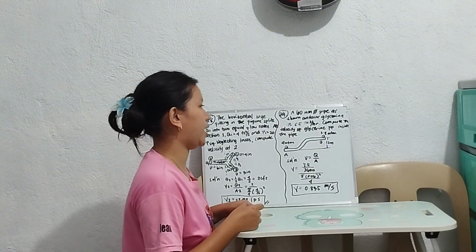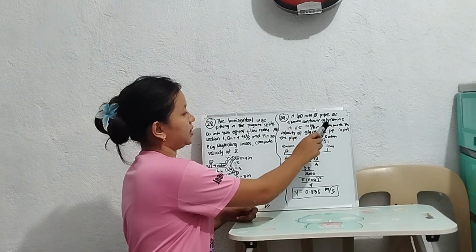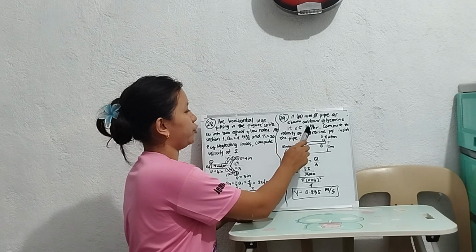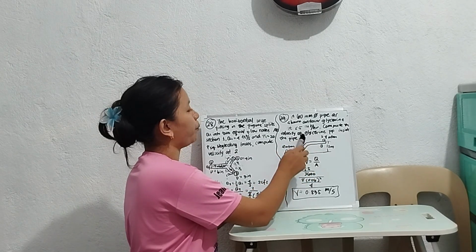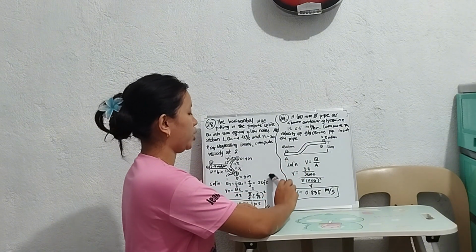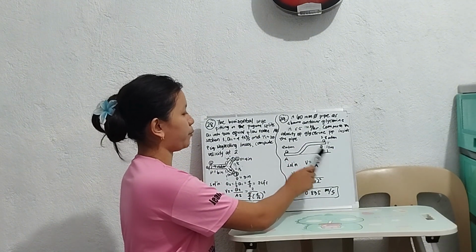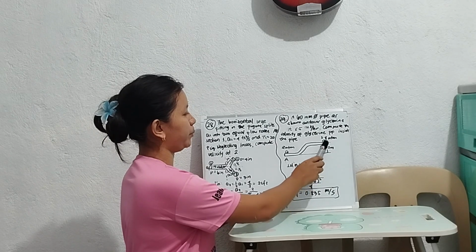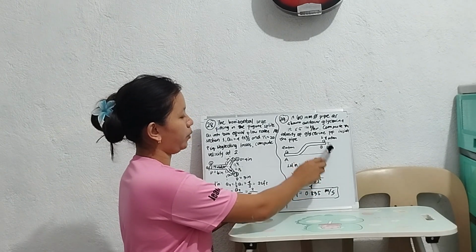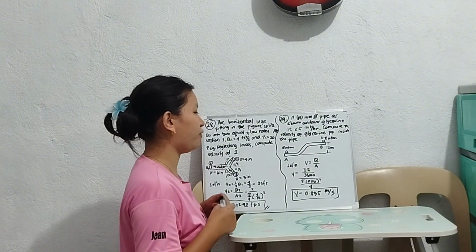For number 29, a 60 millimeter diameter pipe as shown contains glycerin at 8.5 cubic meters per hour. Compute the velocity of glycerin inside the pipe. So we have at A, 2 atmospheric pressure, and at B, 3.8 atmospheric pressure, and our height is 12 meters. So we need to find the velocity.